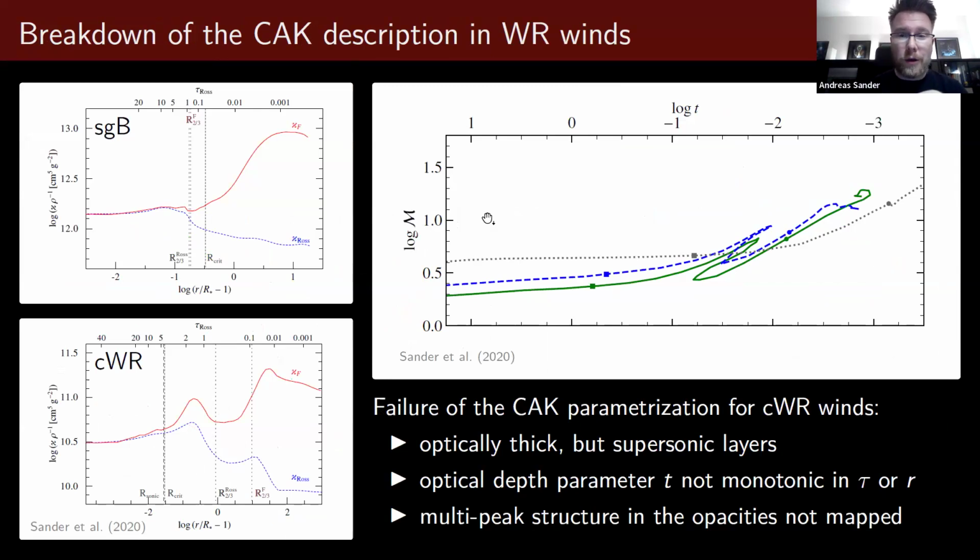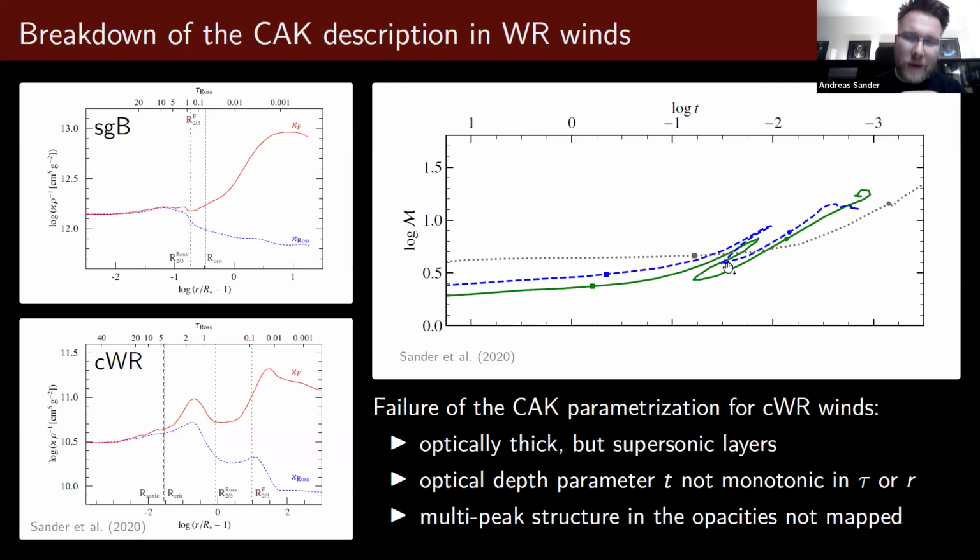So here on this plot on the upper right, I plotted the so-called force multiplier, which you can define in the framework of the CAK parameterization that is typically used for OB stars. And you can see that if you define that as a function of this optical depth parameter T, then what you get for a dense wind is something that's not describable as a function anymore.